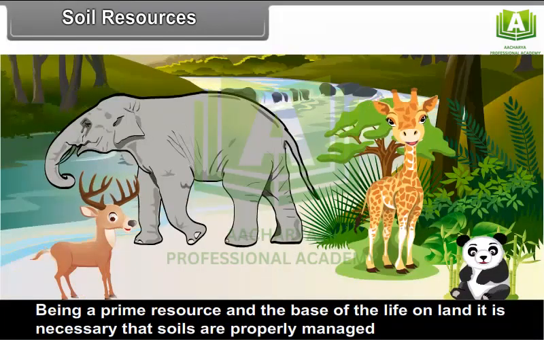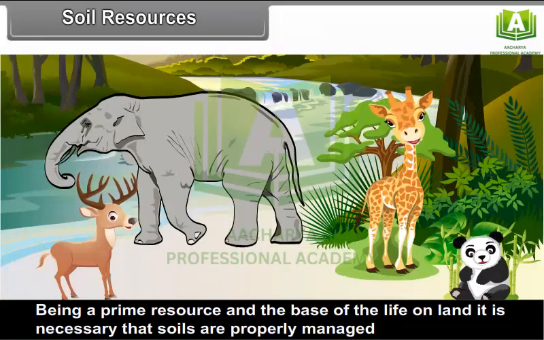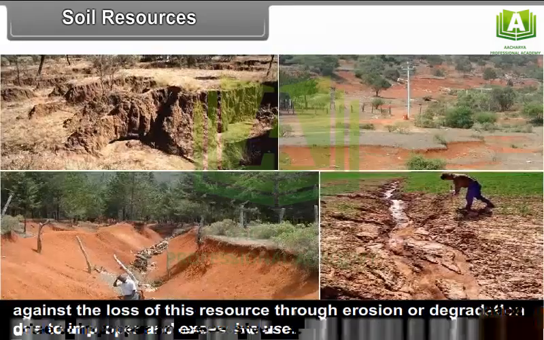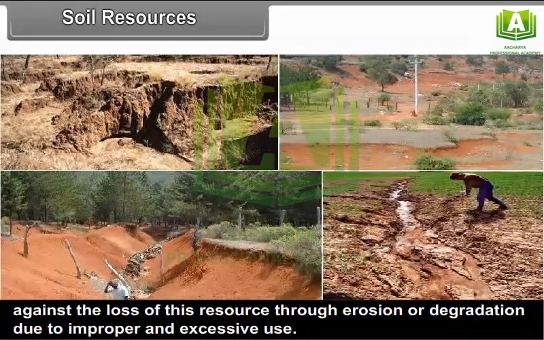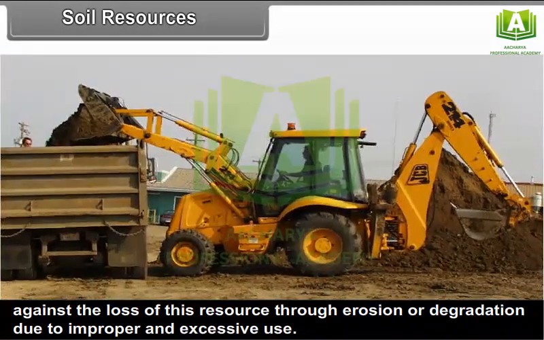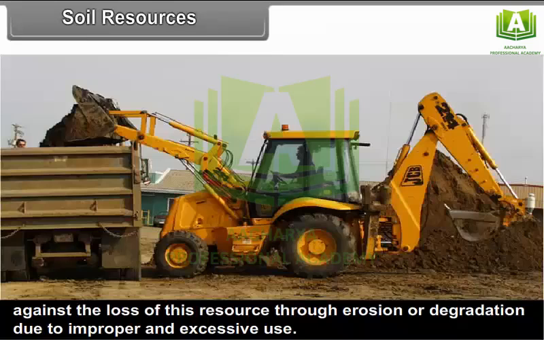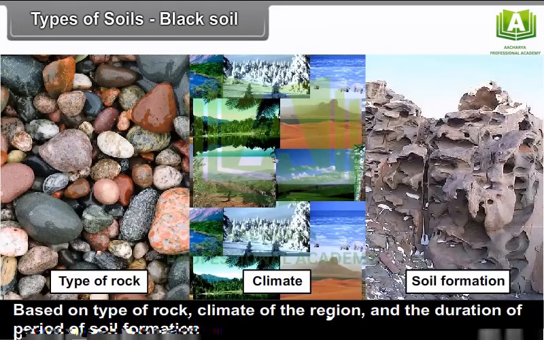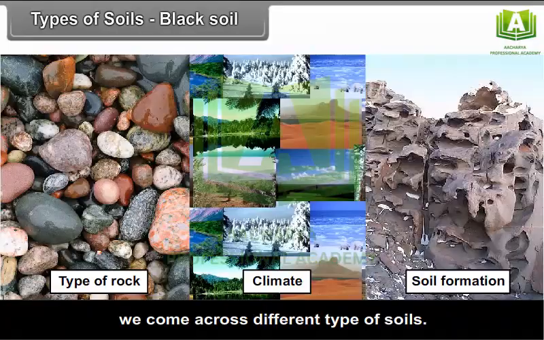Being a prime resource and the base of life on land, it is necessary that soils are properly managed against the loss of this resource through erosion or degradation due to improper and excessive use. Types of soils. Based on type of rock, climate of the region, and the duration of period of soil formation, we come across different types of soils.